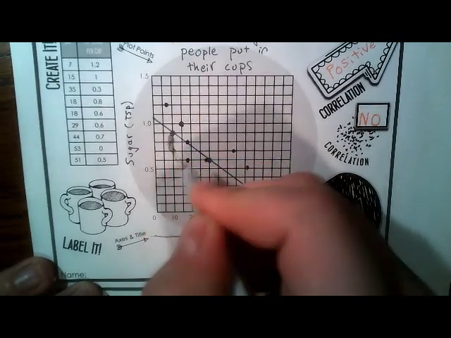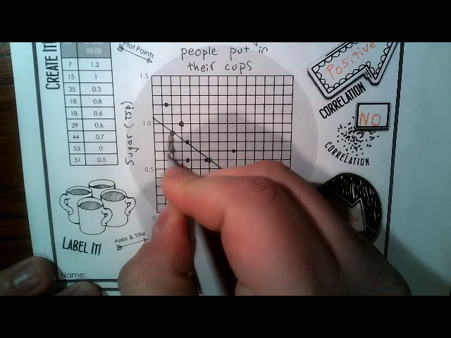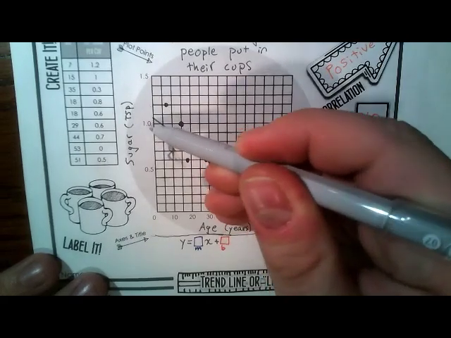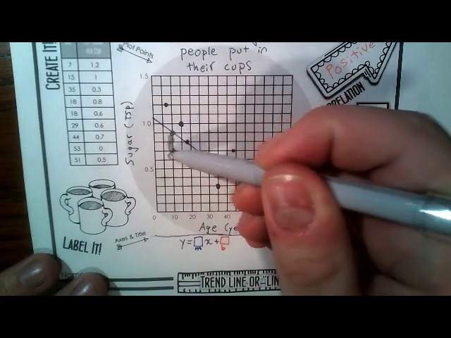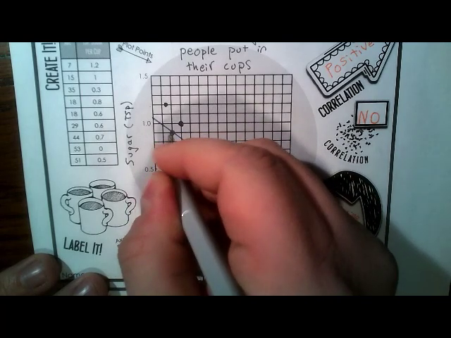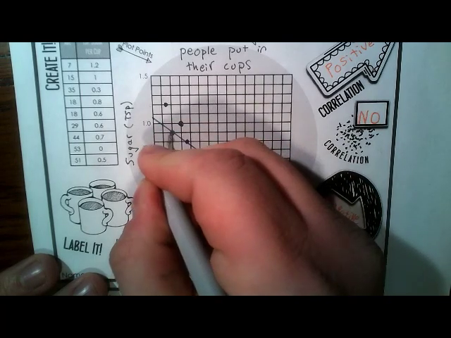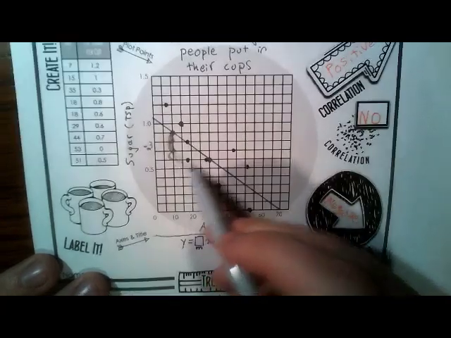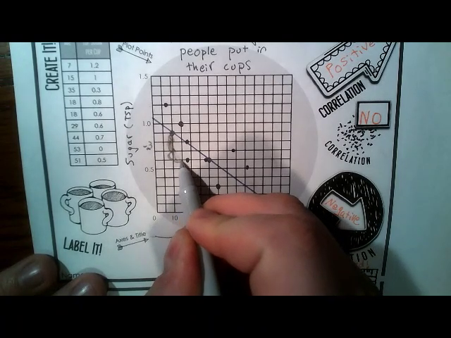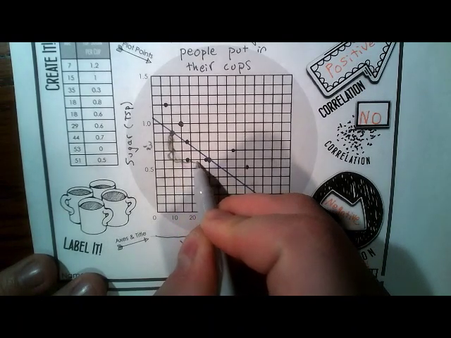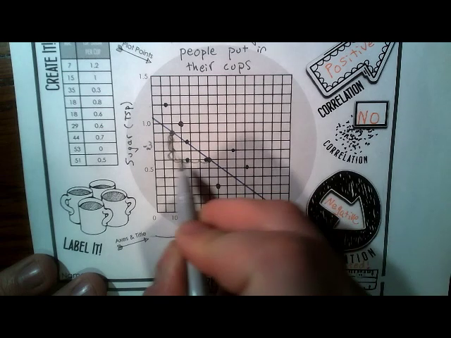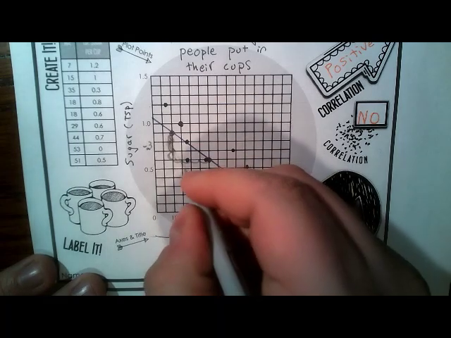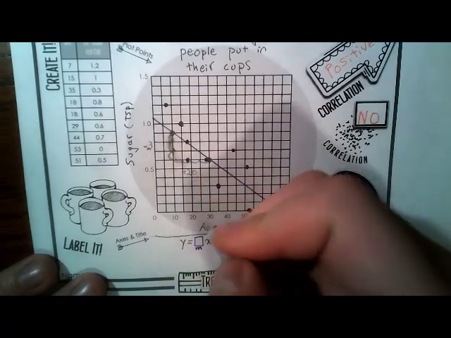1 grid mark, 2 grid marks, 3 grid marks going down. But notice that each grid mark is only 0.1. So I'm not going down 3, I'm going down 0.3. And what am I going over? 1 grid mark, 2 grid marks, 3, 4. And it's not 4, it's actually, since I went by 5s, it's actually 20 in a positive direction.